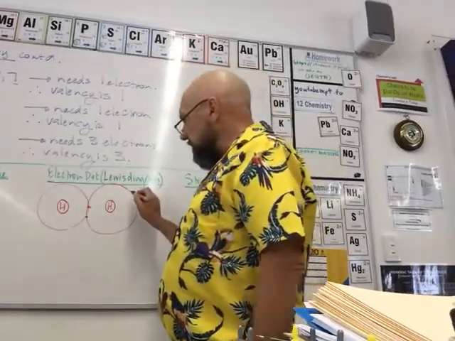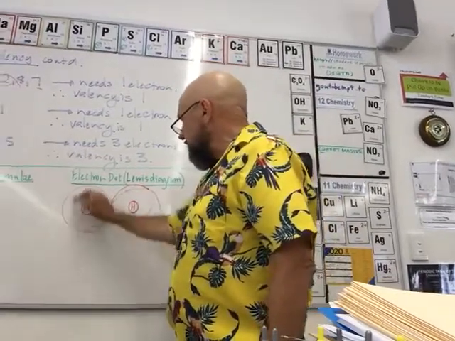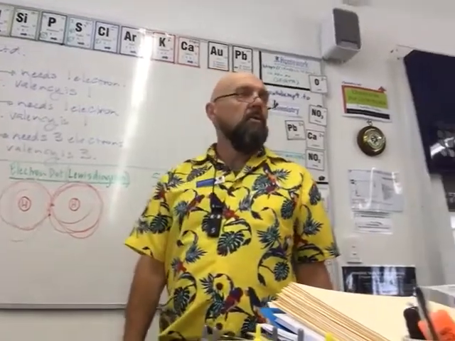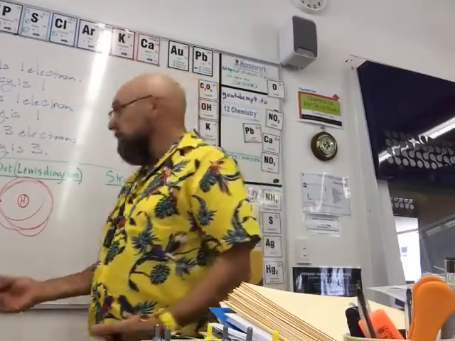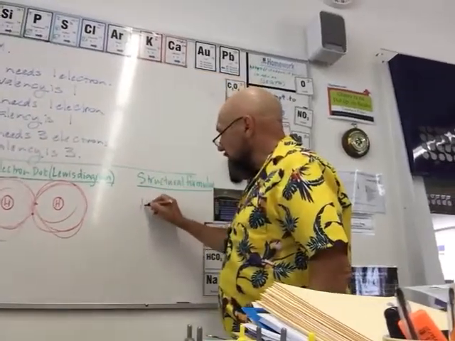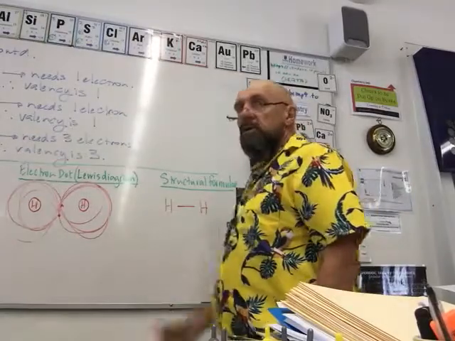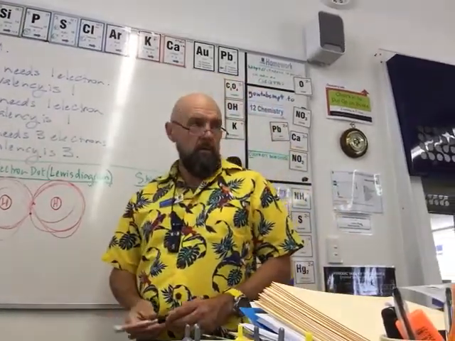So what we're saying is that these electrons are evenly shared between those 2 atoms. Evenly shared. How does it look when I draw it using a structural formula? That's how we show it using a structural formula.